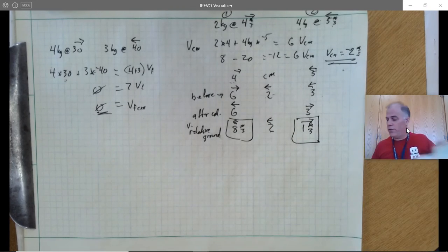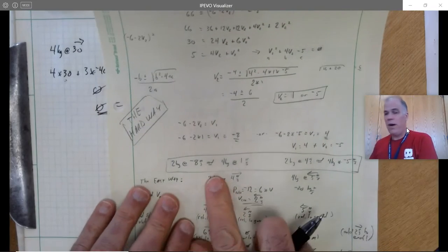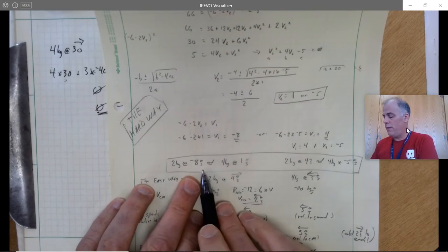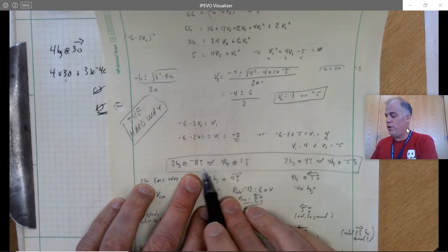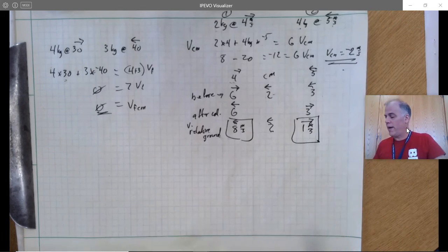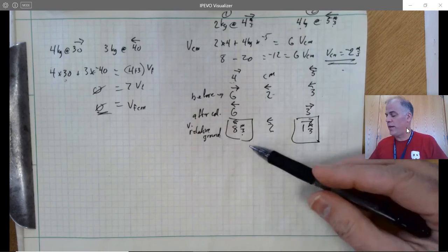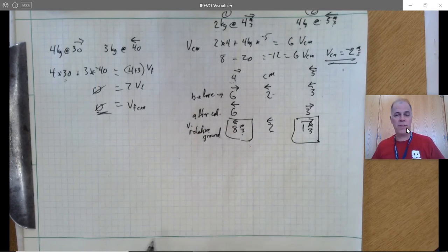We bring this back here just as a reminder. We saw that our final speeds were 8 meters per second, or negative 8 meters per second and 1 meter per second. And that's what we got. Negative 8 meters per second moving that way and 1 meter per second moving that way.